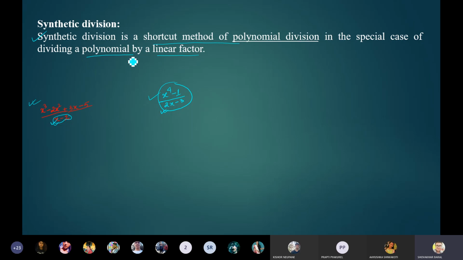Okay, see here. What I'm trying to say is the divisor, the term that divides the polynomial, must be of degree 1. This 2x minus 3 is of degree 1. This is the main thing that you need to understand here. Let me elaborate it further.